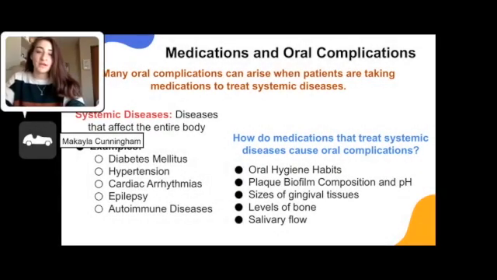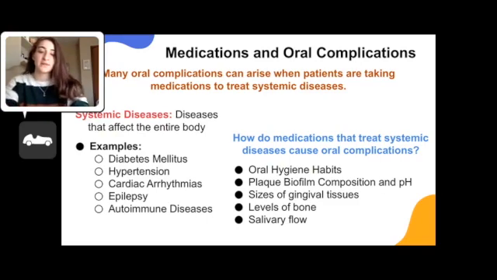Many oral complications can arise when patients are taking medications to treat systemic diseases. Systemic diseases are diseases that affect the entire body. Examples include diabetes, hypertension, epilepsy, and autoimmune diseases. Medications that treat these diseases negatively affect the oral cavity and cause complications such as changes in oral hygiene habits, plaque biofilm composition and pH, sizes of gingival tissue, level of bone, and salivary flow.